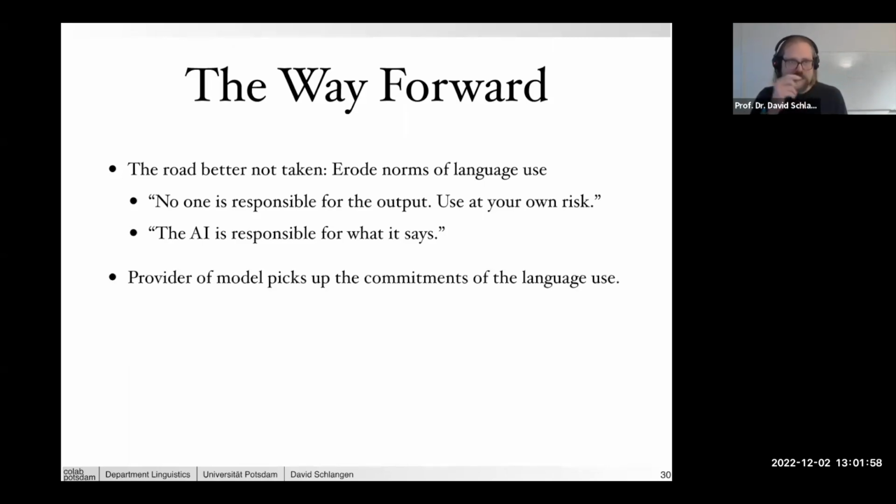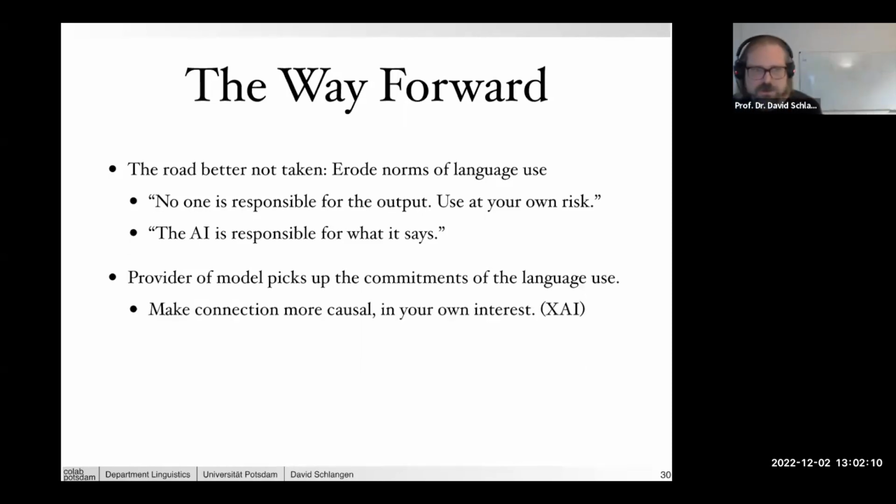All right. So what I think is the better branch of this road is that in any case, the provider of the model needs to pick up the commitments of the language use, right? And that makes it very much in the interest of the provider of this language-using computer to make the connections more causal, to make them more understandable for themselves, right? Because that limits their exposure to problems, right? But this is actually what stops, and I think that's actually a good thing, what stops the adoption of deep learning technologies in the real world.